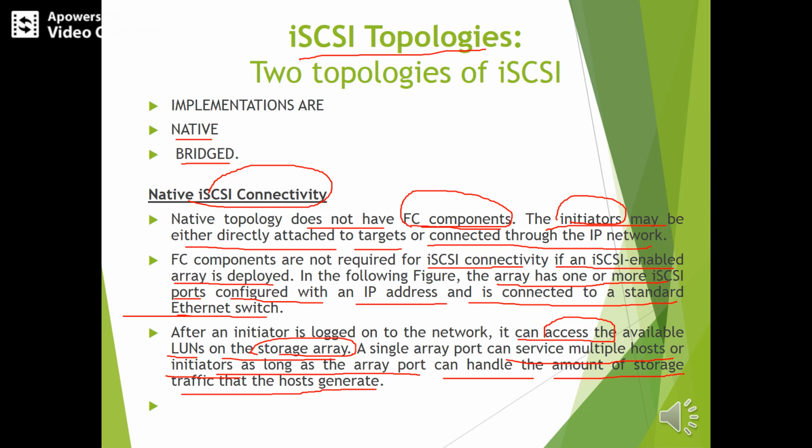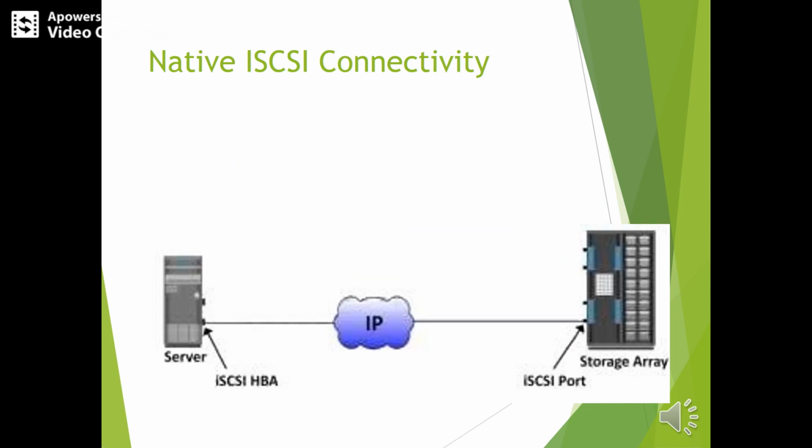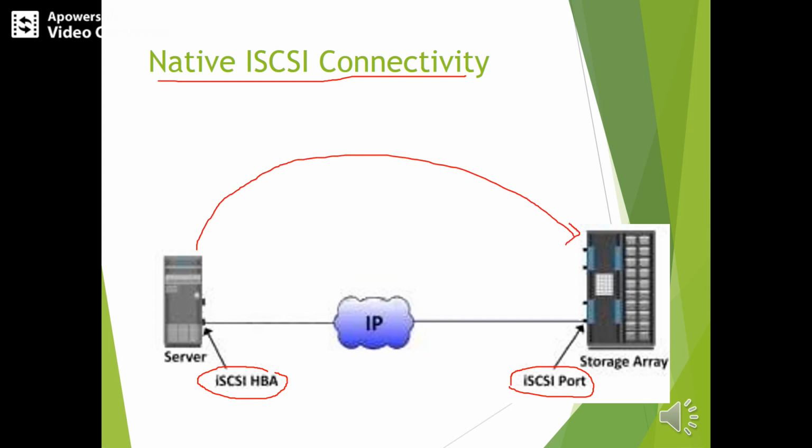So here we can observe that we have native iSCSI connectivity, which does not contain any FC components. We have an iSCSI HBA and iSCSI ports through which the server and the storage array are connected. So the server and the storage array can be connected without considering any FC components, using a single network, that is, an IP network.